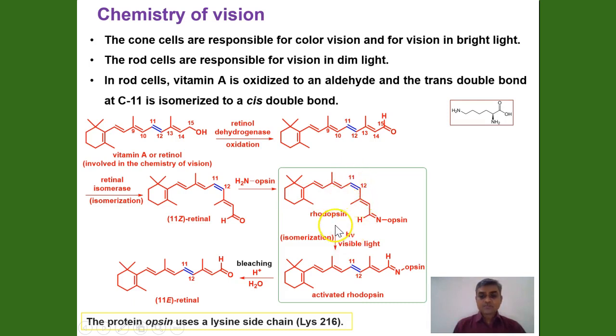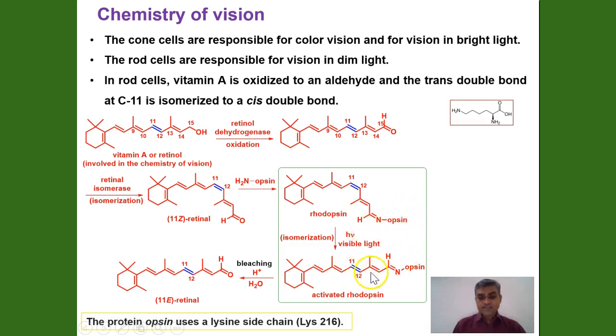It undergoes isomerization. The cis is converted into trans. When this conversion of cis into trans occurs, an electric signal is sent to the brain, where it is perceived as a visual image. So these are the main reactions responsible for vision of an eye. Cis is converted into trans, and here we get the perception of an image.